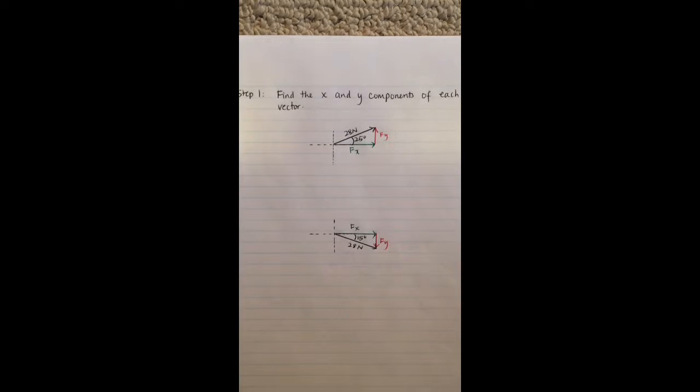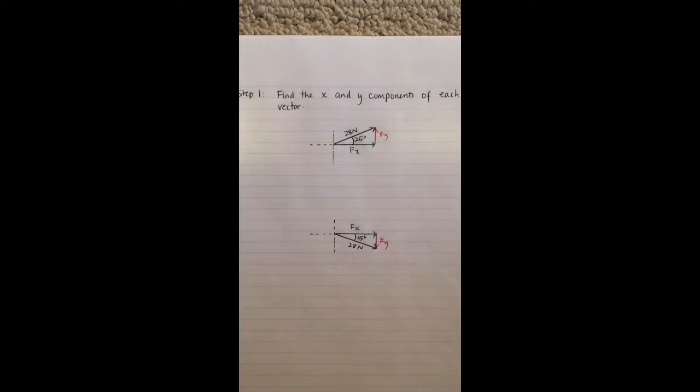So we're going to use the vector component method to find the net force on that wagon. The first step is to draw the two force vectors separately, and then you need to find the x and the y components of them. As you can see here, I have the two vectors drawn separately, and the green arrows are showing you where the x components are, and the red arrows are showing you where the y components are.